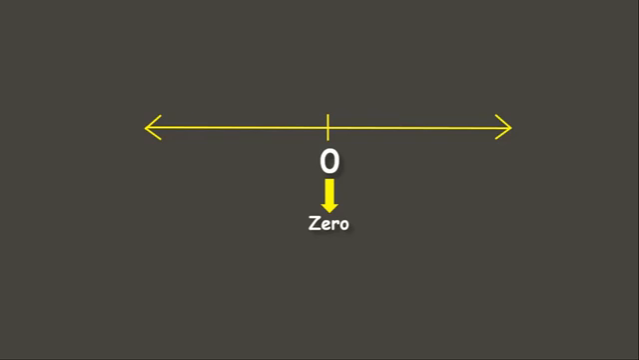Integers are whole numbers which consist of 0, positive, and negative numbers. Let's take a look at this number line. This number line is divided into right and left part by the number 0. 0 is an integer that is neither negative nor positive. The numbers on the right side of 0 are the positive integers.